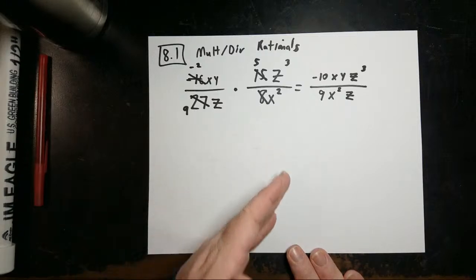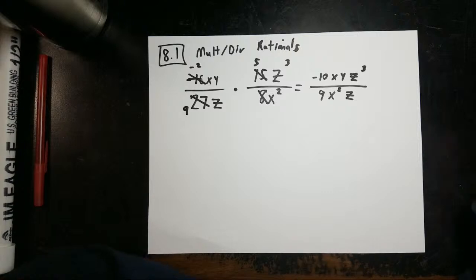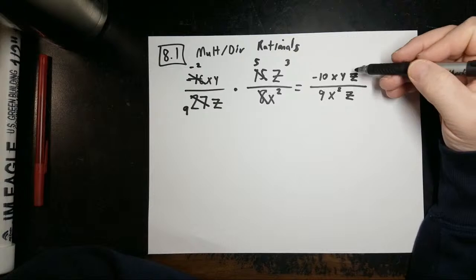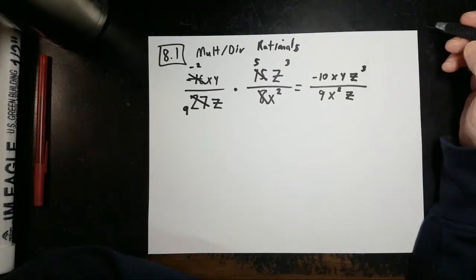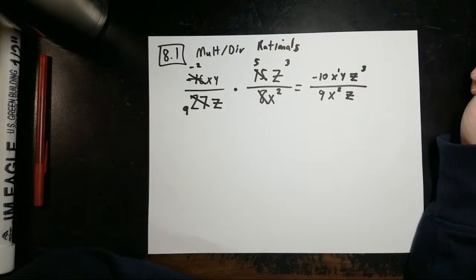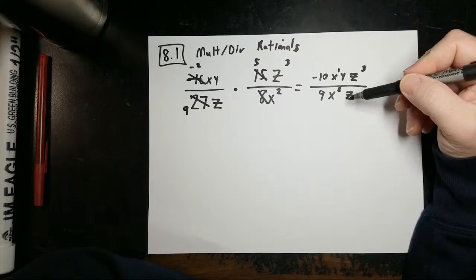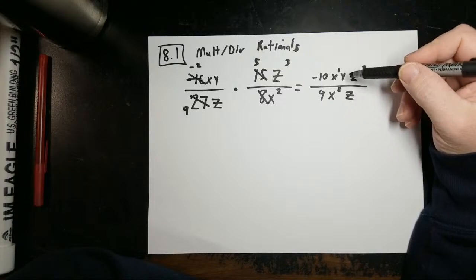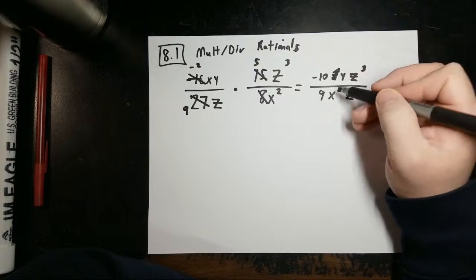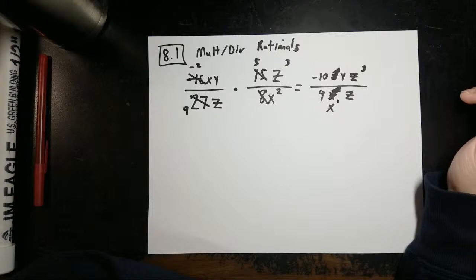Clearly, the negative 10 and the 9 have nothing in common. Nothing can simplify from there. But something can happen with these x's, and something can happen with these z's. On the top of the fraction, yes, it is just an x to the first power. On the bottom of the fraction, it is an x times x. It's an x squared. This top x will cancel out with one of those x's on the bottom.